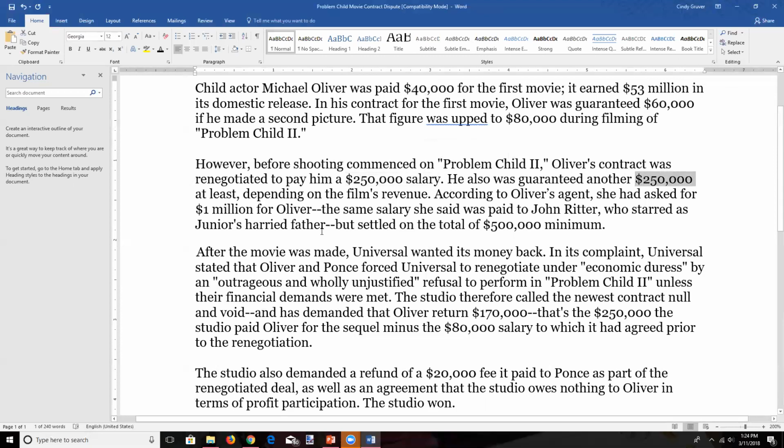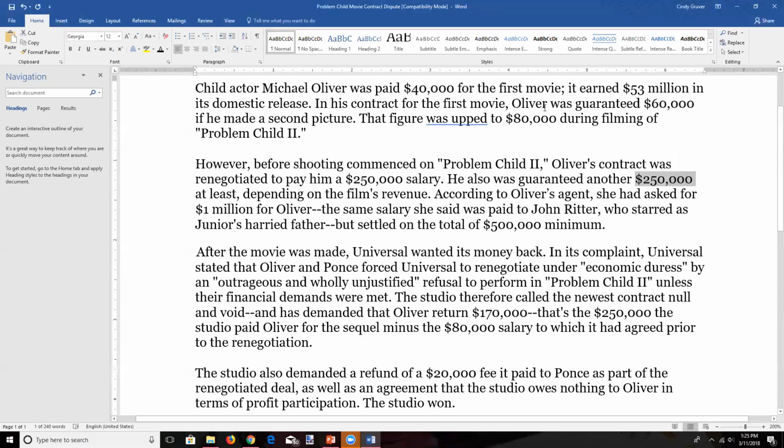So after the movie was made, after Michael did his acting for Problem Child 2, the studio who made the movie said, wait a second, I know we said we wanted to pay him $250,000 plus this potential to make $250,000 more. I guess this is the salary and this is the more. But there was no consideration for this change.